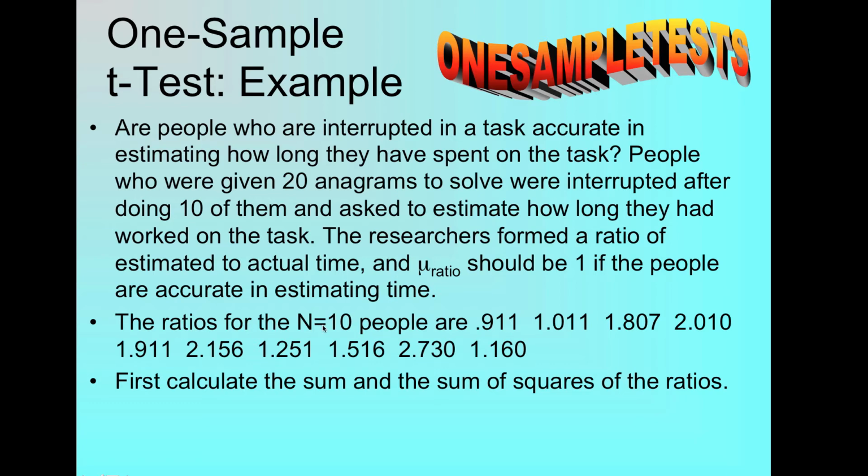The ratios for the 10 people that you had, so n equals 10 in your sample here, these are their 10 actual ratios. So go ahead and on our system here, pause the video lecture and calculate the sum of these 10 numbers and the sum of squares for these 10 ratios. You're going to need that in order to calculate s squared, of course. First step is sum of squares, so please do that now.